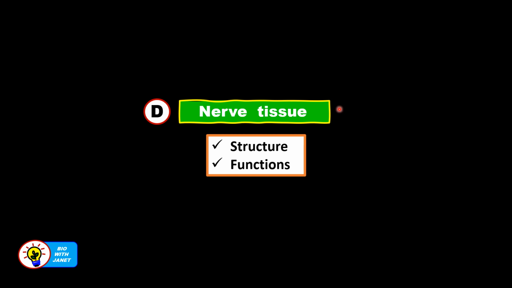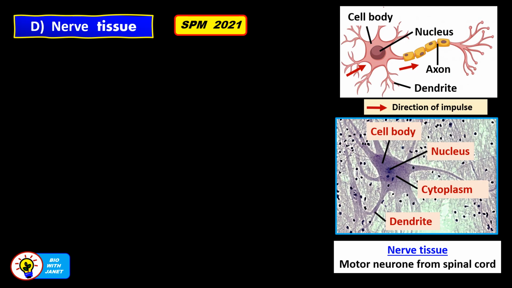Lastly, that's nerve tissue. So we have to learn the structure and the functions of nerve tissue. The final and fourth type of animal tissue or human tissue is the nerve tissue, sometimes called the nervous tissue. Okay, so we use this term, nerve tissue. A question on nerve tissue has been asked in SPM 2021. All right, it's just an objective question.